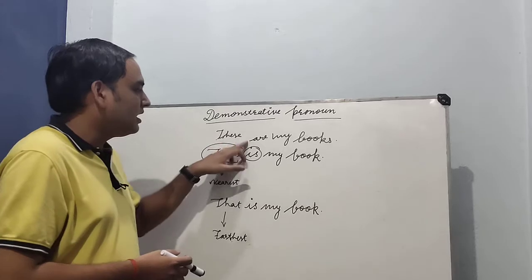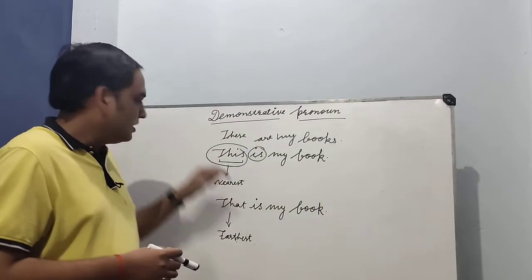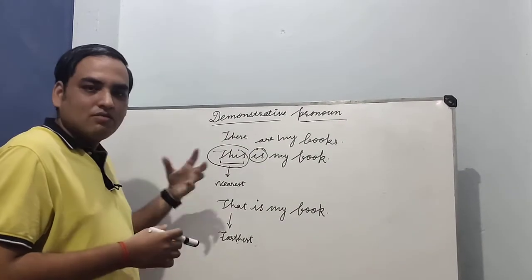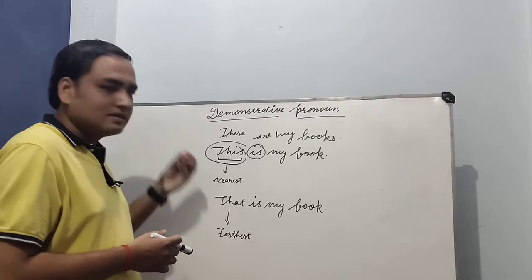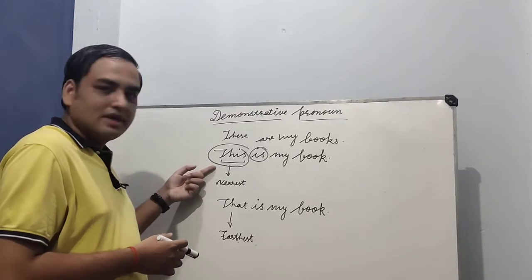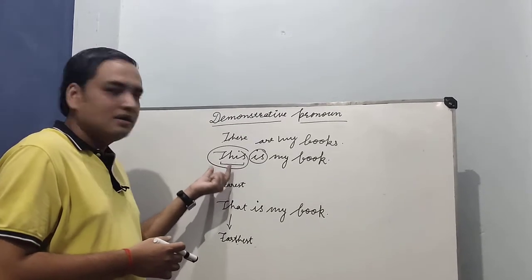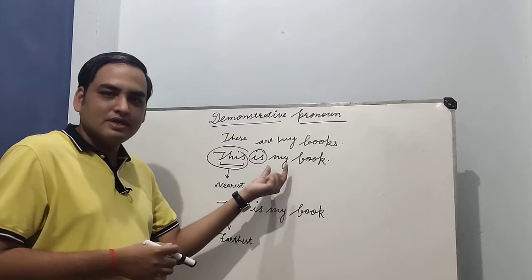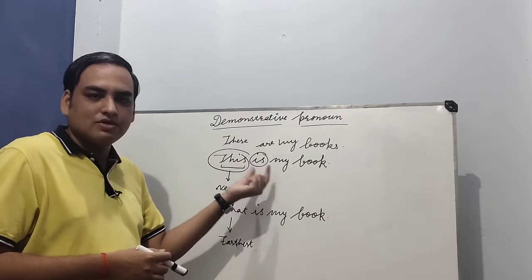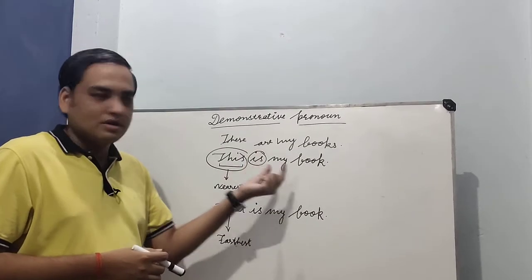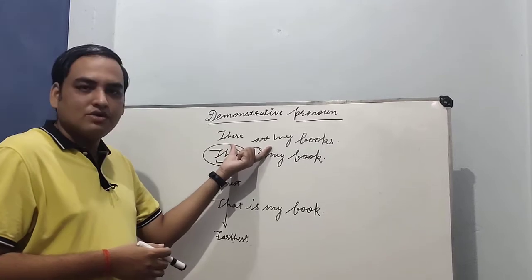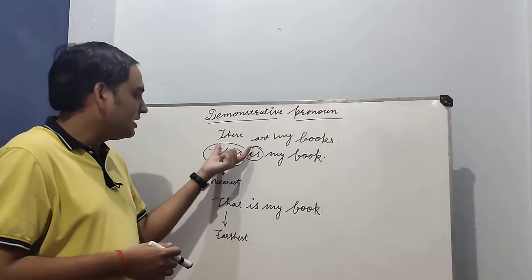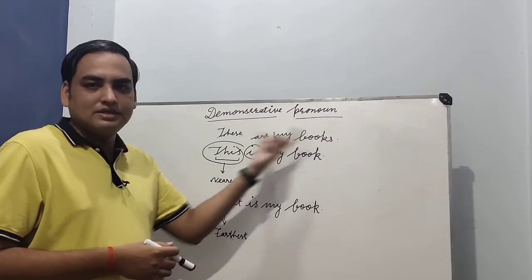Okay, these are my books. So "these" is a word that acts as a plural of "this". In the earlier sentence we said, this is my book, a singular book. But in this sentence we are talking about more books, so books are more in quantity.